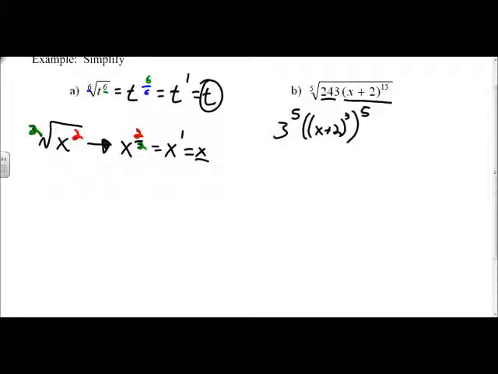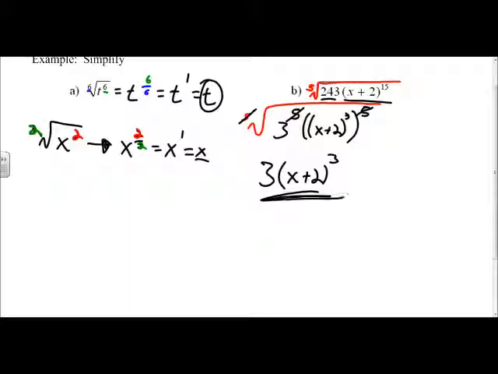Now all of that is under the 5th radical. So we look at it as such. Now again, 5 and 5 cancel, and that leaves us with 3 times x plus 2 to the third power. And so in this case, this is our final answer. And that's everything we have for 5.5.